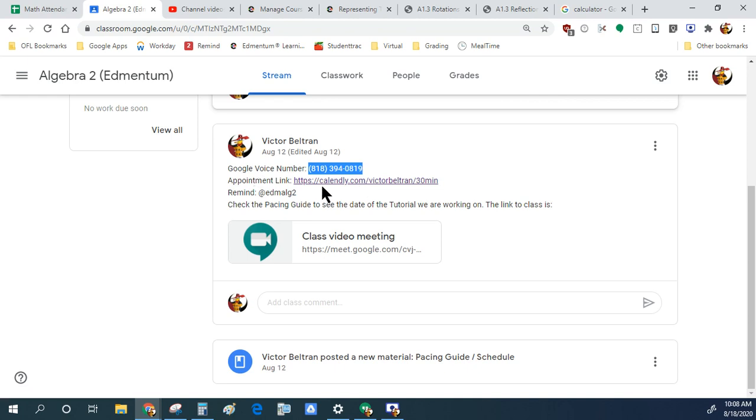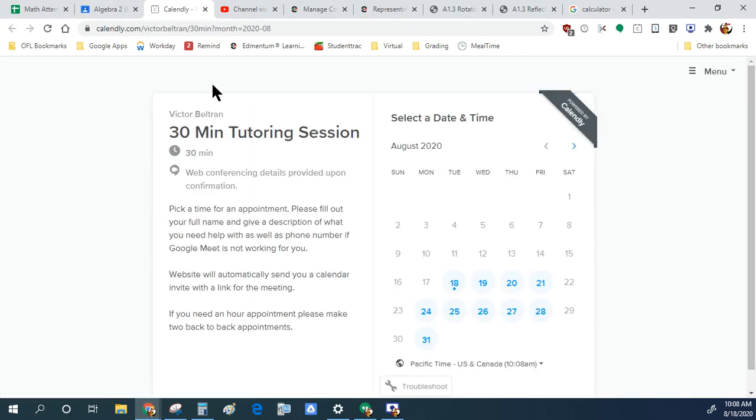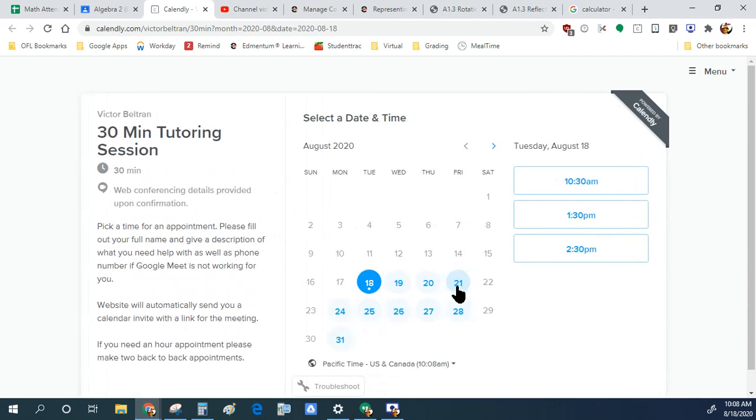But the main thing is this Calendly appointment is how you're going to make most of your appointments. So you click this. Let's say you didn't understand what happened in class today and you want an appointment for later on. You can click this. I still have 1:30 and 2:30 available. I don't know why it's saying 10:30, we're going to be in class. I need to figure out what's going on here because this should not show up.